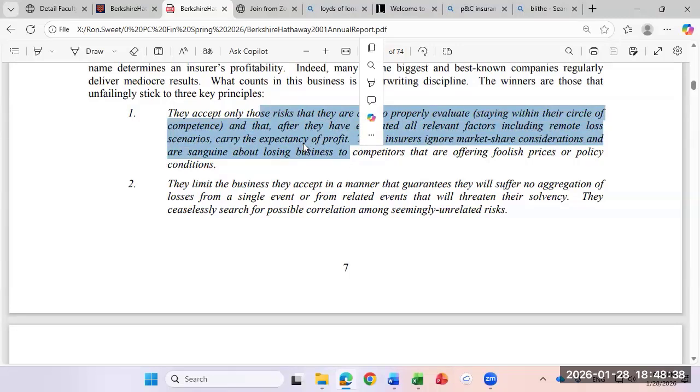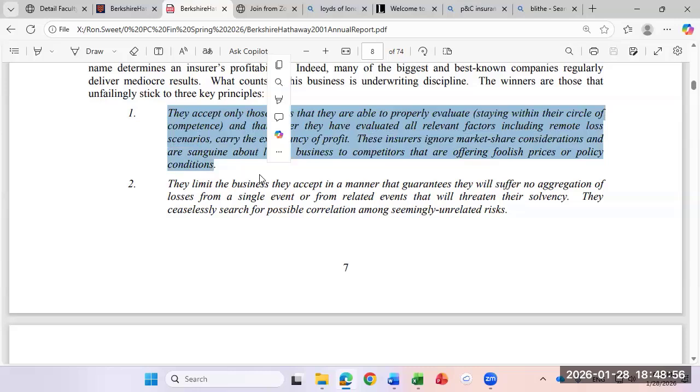All right, so there's three right in that first one. Make sure you can evaluate the risk in terms of frequency and severity. After you do that, even looking at remote loss, you expect a profit over time. And if you can't do that because competition is pulling you down, then be happy about losing market share. All right, you see why you can't just use his list. There's three right there all together. I don't know why you didn't separate it out.